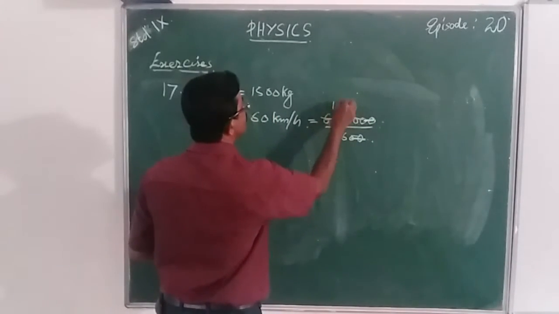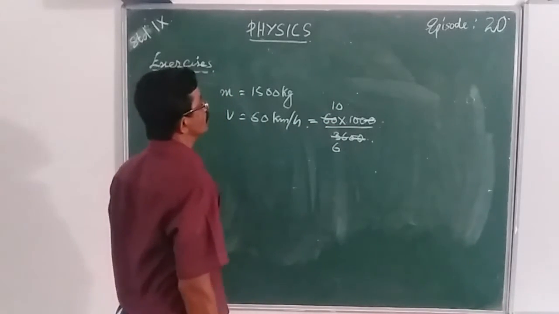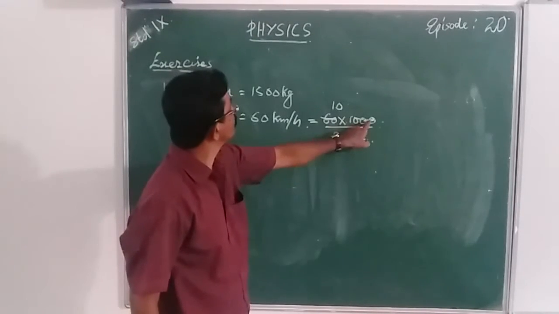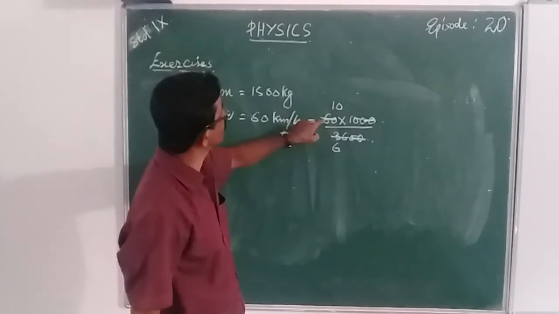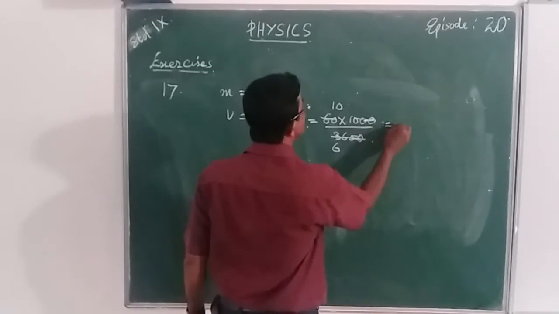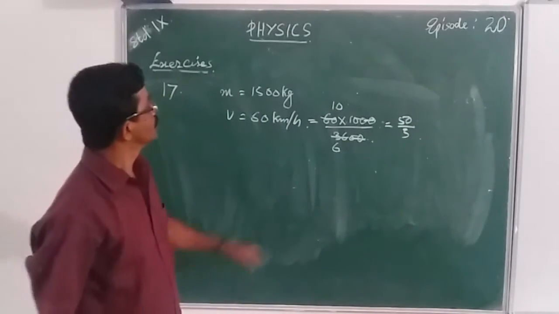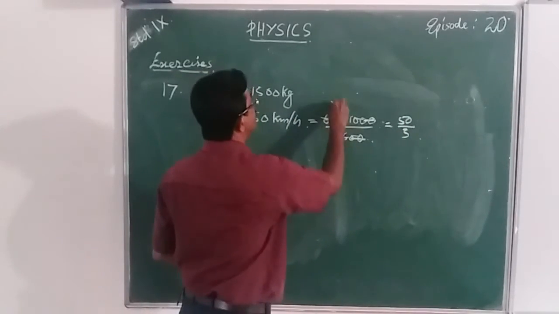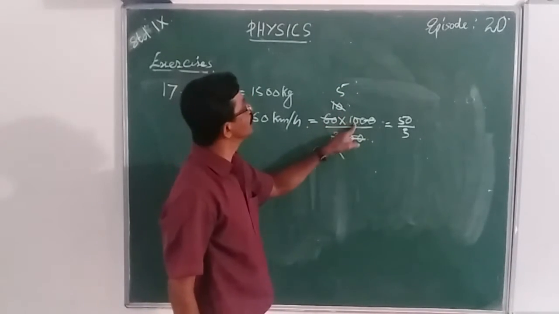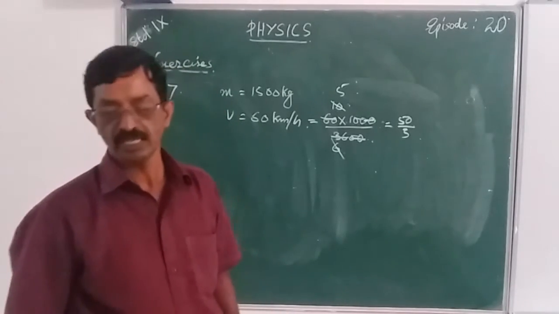Cancelling, 60 into 1000 by 3600 is 100 by 6, which is equal to 50 by 3. We can cancel this again. 50 by 3 is the velocity with which it is moving.